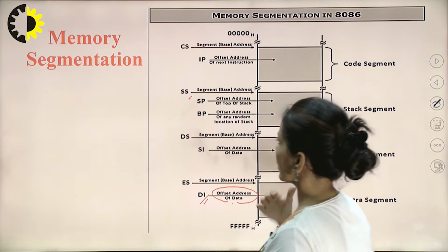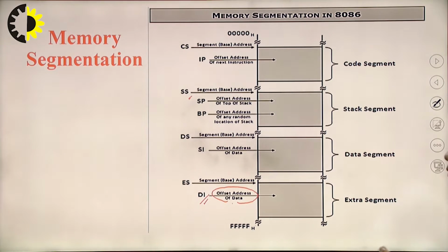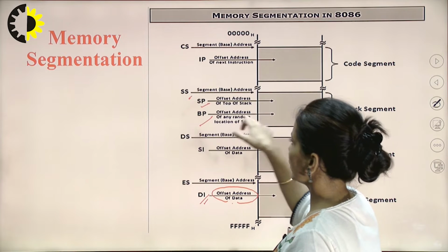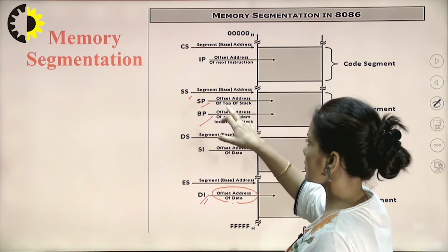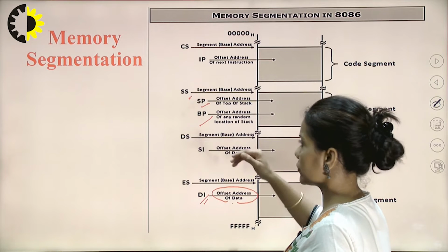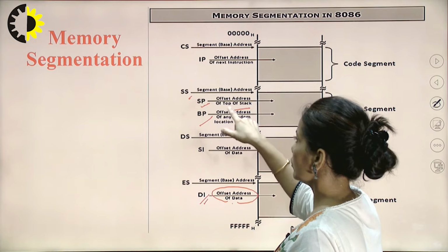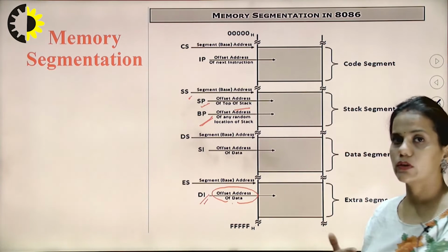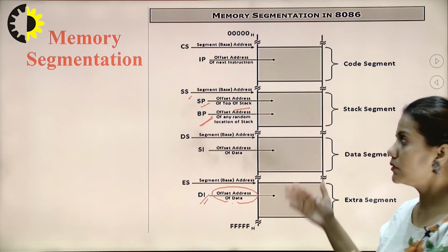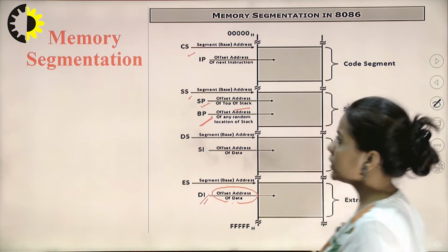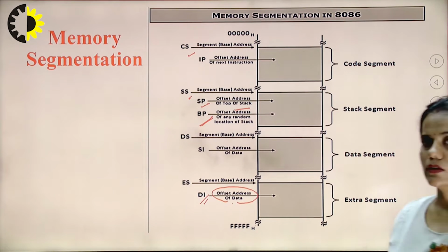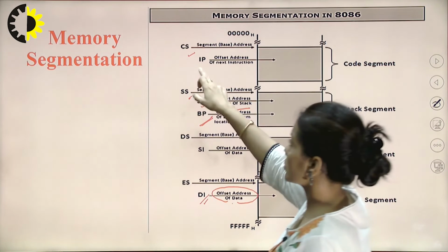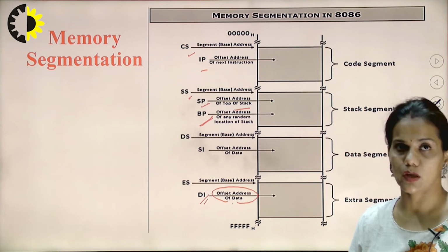This is the stack segment register, that is, the SS register is holding the base of the stack segment. Stack pointer and base pointer both are used to access the stack, that is, to hold the offset address of the stack. Stack pointer basically holds the address of the top of the stack, and the base pointer is used to hold the offset of any random address within the stack. Then we come to the code segment register. It again holds the base address of the code segment, and IP, the instruction pointer, is used to hold the offset of this code segment.